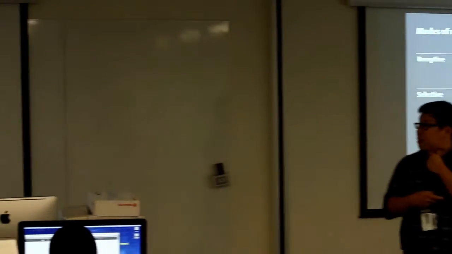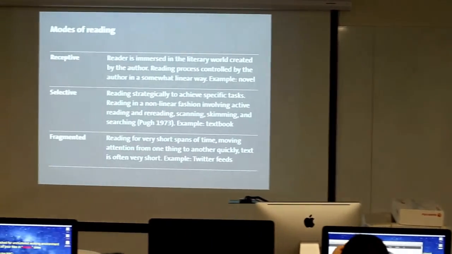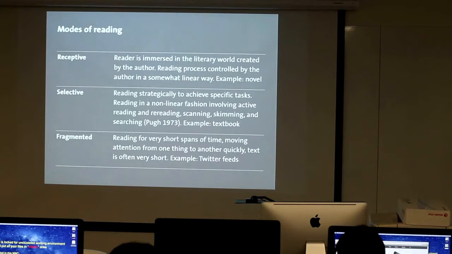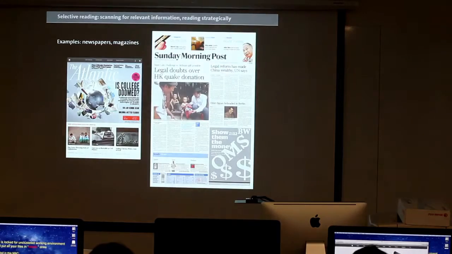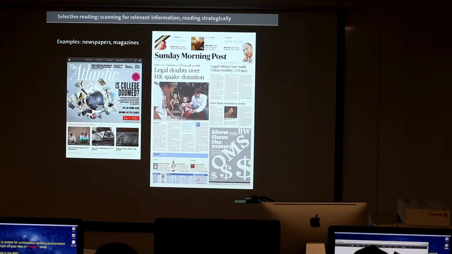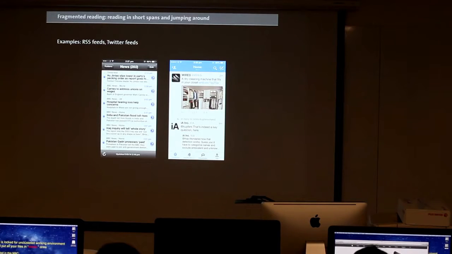Last time we talked about three different modes of reading. Receptive is where you immerse in a body of text, in a story usually. You read in a linear way. Selective is when you select what's most relevant to you, find things strategically, for example, a textbook. Fragmented reading is, if you imagine news feeds, like in Facebook and Twitter. So this is immersive or linear reading, this is selective or strategic reading, and this is fragmented reading.